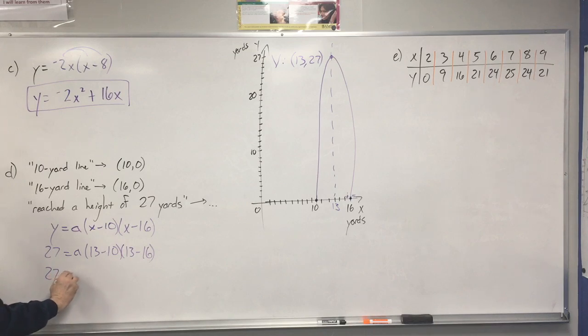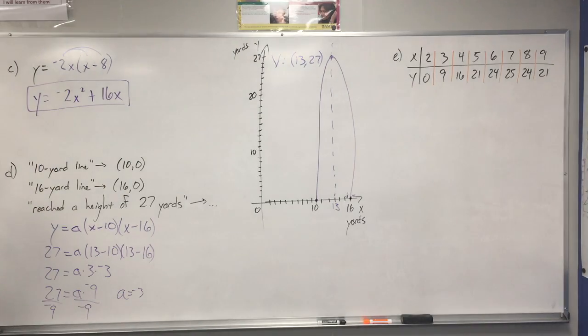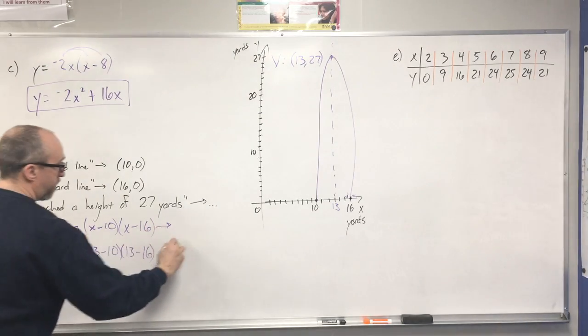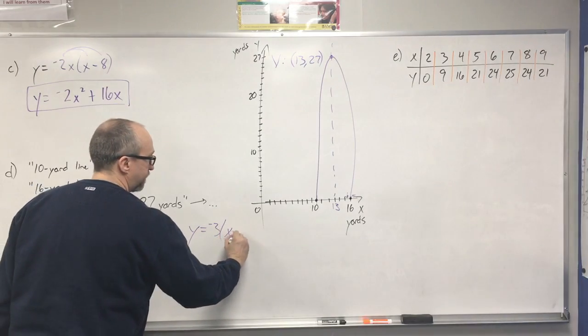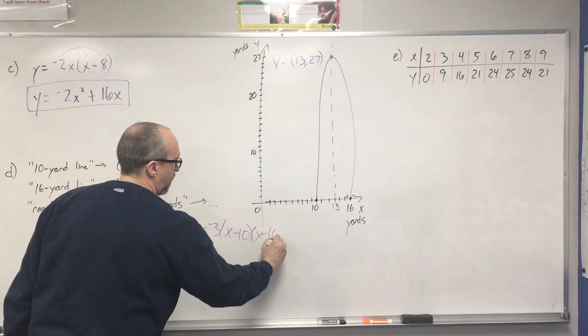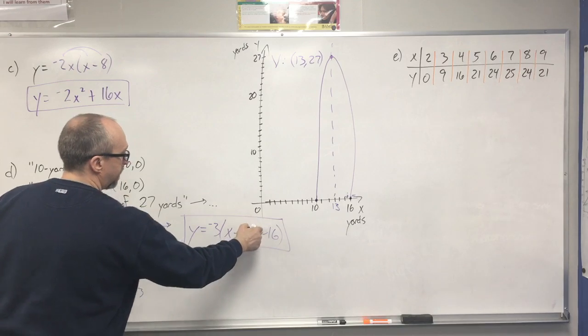And then I just take my time. 13 minus 10 is 3. 13 minus 16 is negative 3. 27 equals a times negative 9. Oh yeah, I remember from this problem, I got to divide. And I do that, a is negative 3. Yippee skippy. Now I know my equation. Y equals negative 3, x minus 10, x minus 16. Done and done.